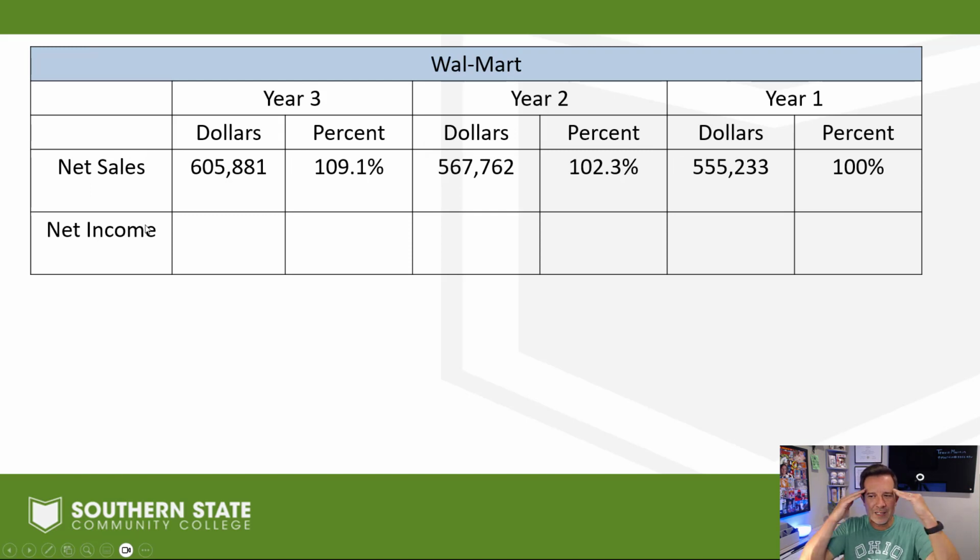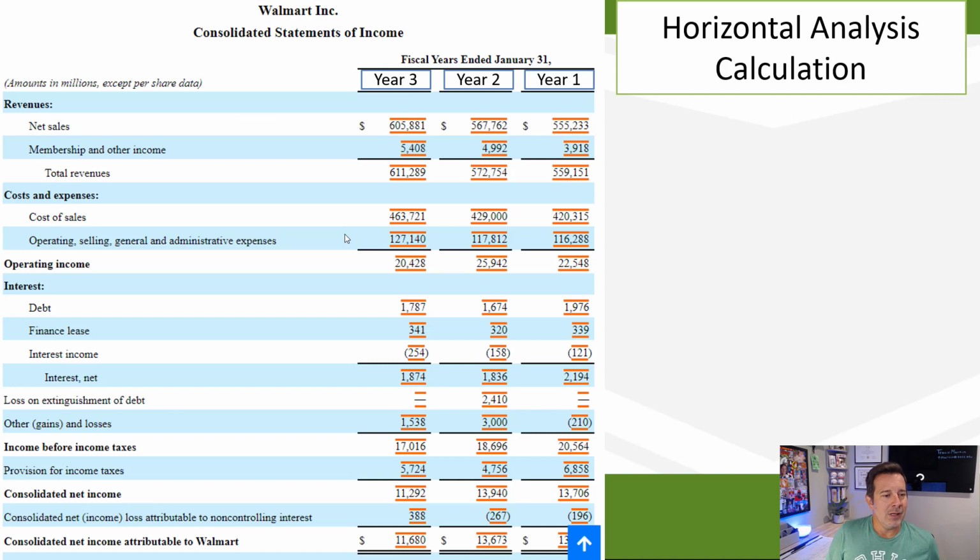It would kind of stand to reason if our sales had gone up 2.3% from year 1 to year 2, our net income should probably go about 2.3% too, correct? If our sales went up 9.1% from year 1 to year 3, we'd expect net income would also increase in a similar percent, right? Sales go up, our income should go up too. So let's take a look at that hypothesis here.